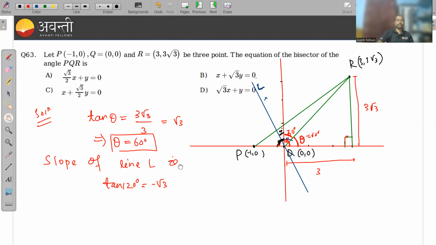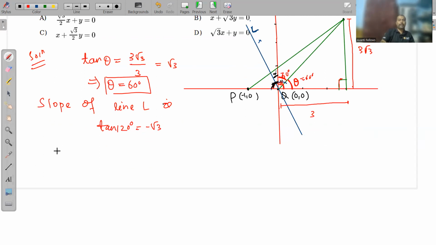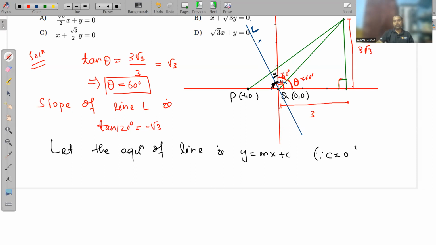Let the equation of line be y is equal to mx plus c, and here c is equal to 0. Since c is equal to 0, we can write this line as y is equal to mx. Why is c equal to 0? Because the angle bisector is passing through the origin, right? So y is equal to mx, and the slope we already got, that is minus root 3.